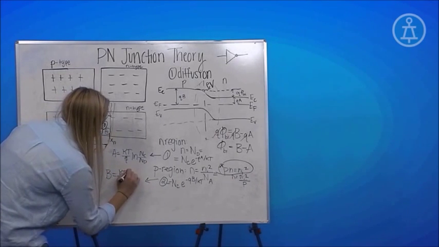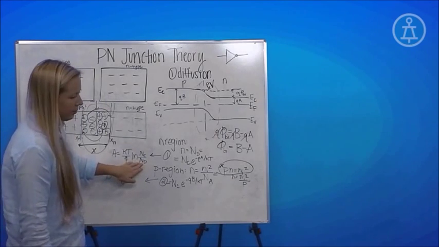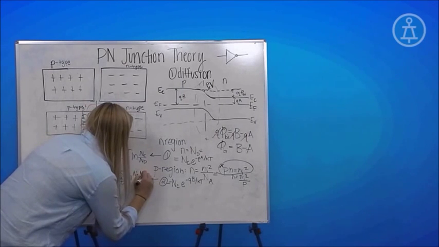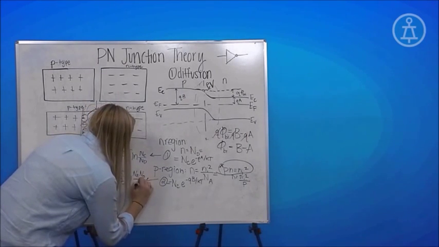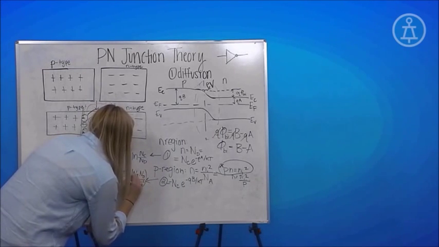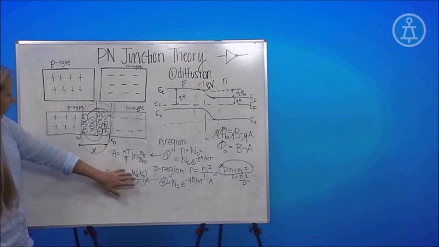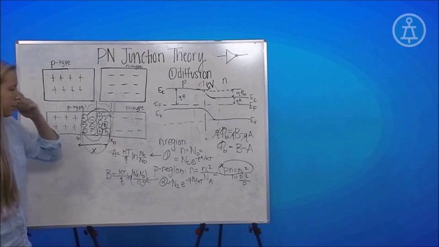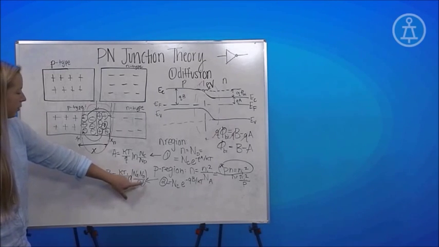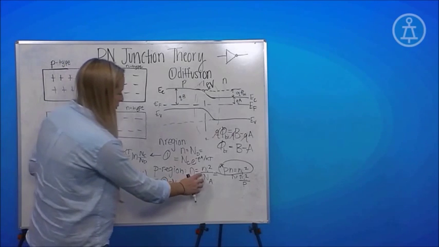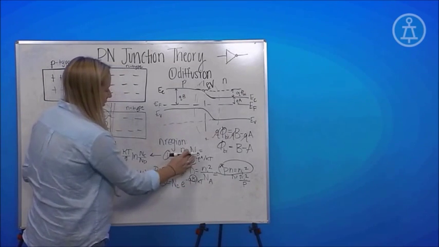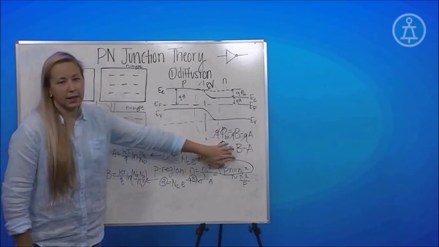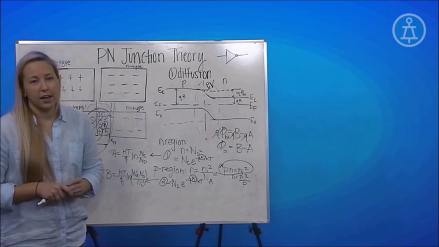And similarly, B will be the same constants, but since we don't have ND now, we have to rearrange, where we get ln of number of acceptors times number of donors over the intrinsic value squared. And so this stems from setting these two equal and solving for B, and the same for this as well, but solving for A. So now we can plug these two into our main equation and figure out the built-in voltage potential value.